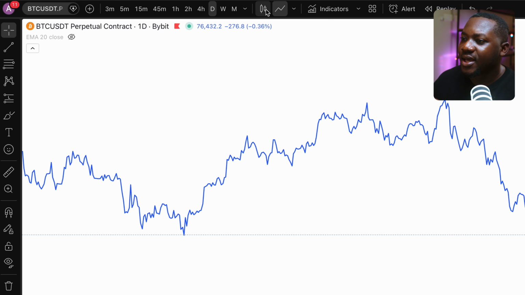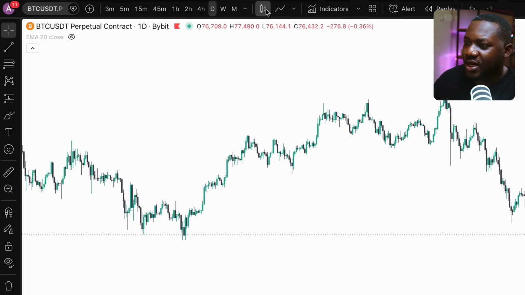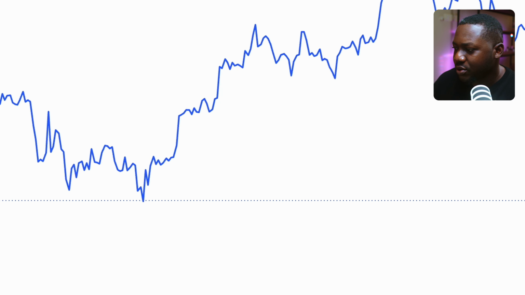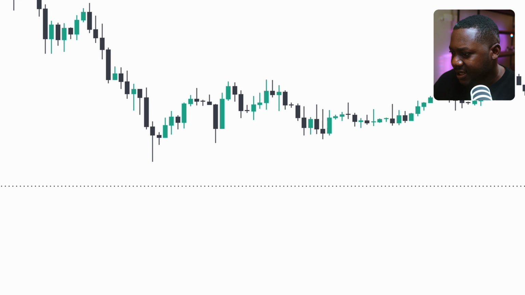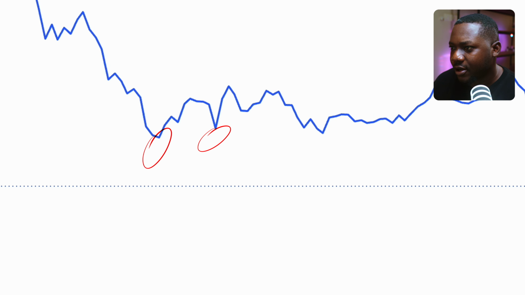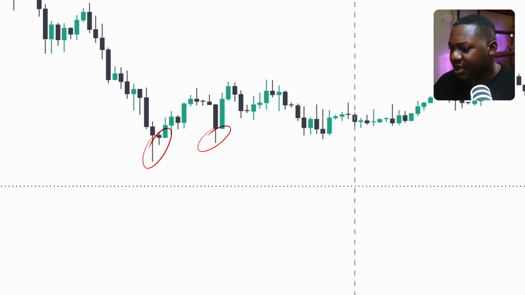Others also prefer candlesticks because with a line chart, you are not seeing all of those wicks, like these bottoms here. You will not see them when you move to the line chart. So a lot of people prefer the candlestick, but others also combine both. Like myself, I combine both the line chart and the candlesticks to help me analyze the market.